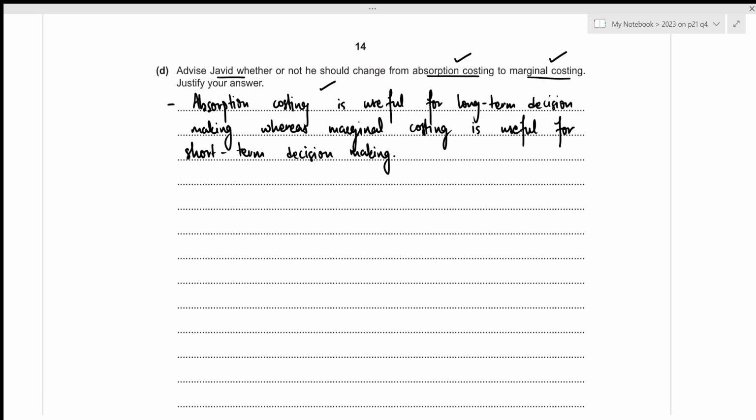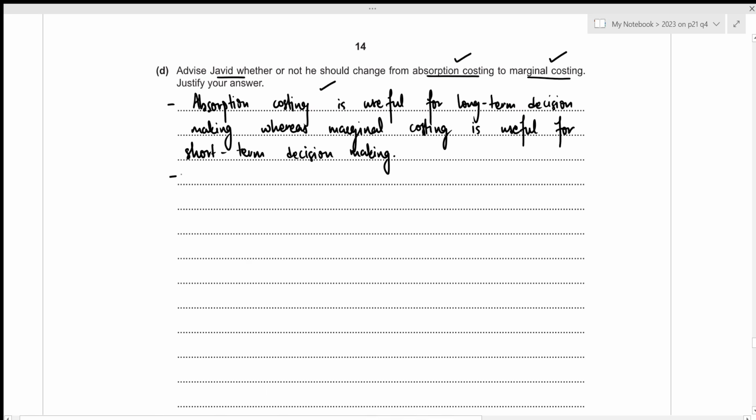And another thing for absorption costing is that it is very useful for setting our selling prices because the total cost incorporates our overhead as well. The total cost per unit incorporates the overhead as well, but that is not true for marginal costing. And for marginal costing, we always split our costs into fixed and variable cost, but not all costs can be split into fixed and variable cost, right? So that's a disadvantage for marginal costing.